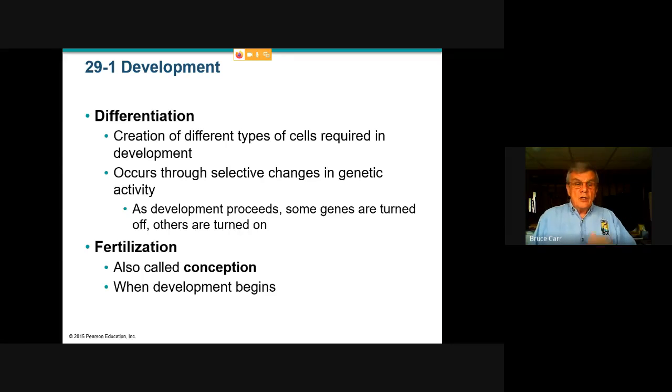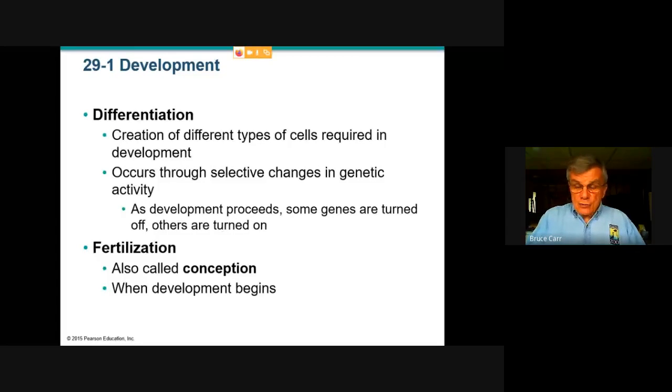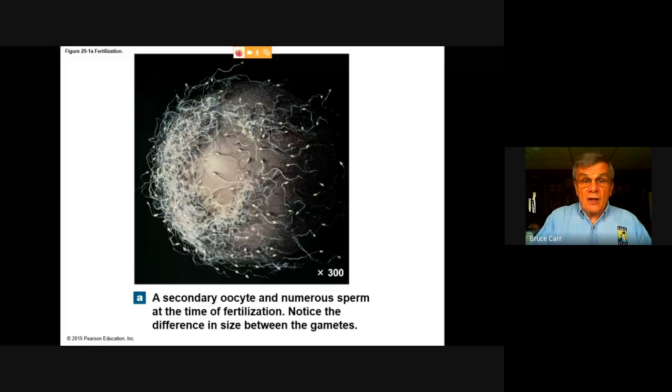Fertilization. Differentiation is actually the differential gene expression that produces new cell types. By that I mean tissues that will combine into organs as development runs its course. Fertilization or conception is when development actually begins. That fertilized egg is the first cell of life.